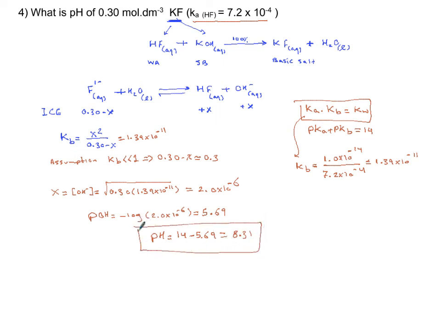So we proved it is a basic salt. We also calculated its pH, which is above 7, so it's basic.